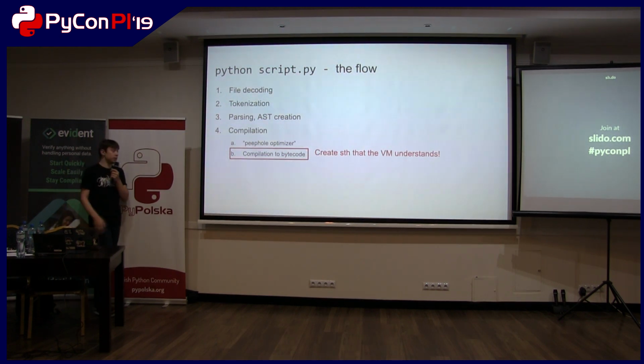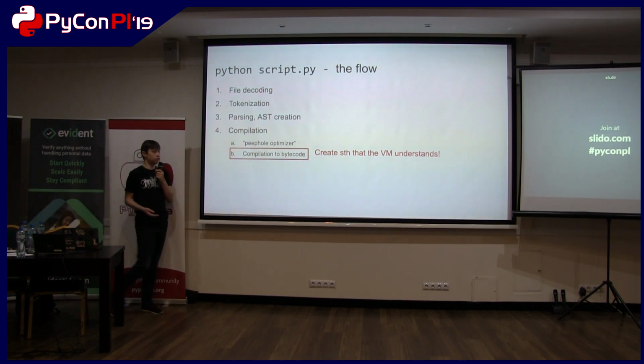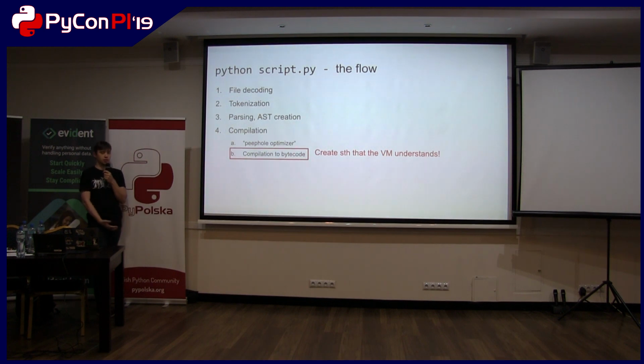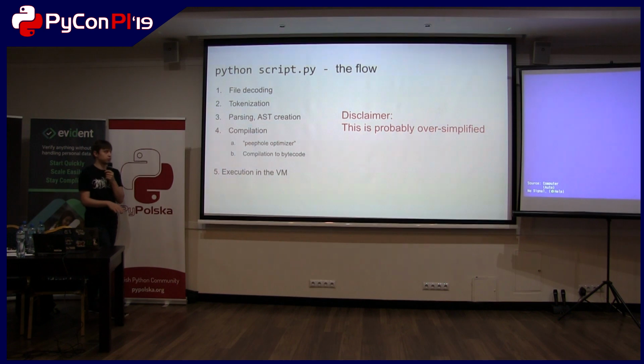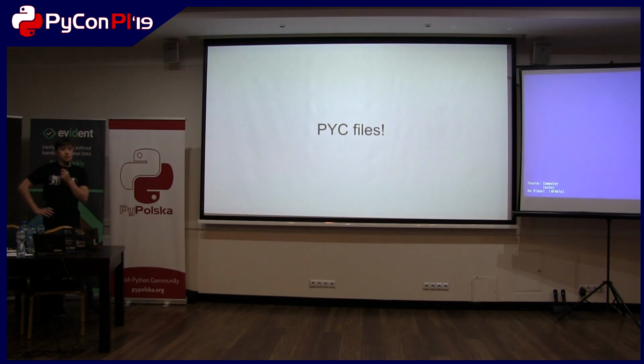And then there is the compilation to bytecode. The bytecode contains those opcodes and arguments for them, which we will see also later on. And this creates something that the CPython virtual machine understands. And later on, you have the execution in the virtual machine. As I said, this is probably oversimplified, so don't take this for granted, but that's more or less what happens there on a high level. Next thing I want to discuss is bytecode files, PYC.